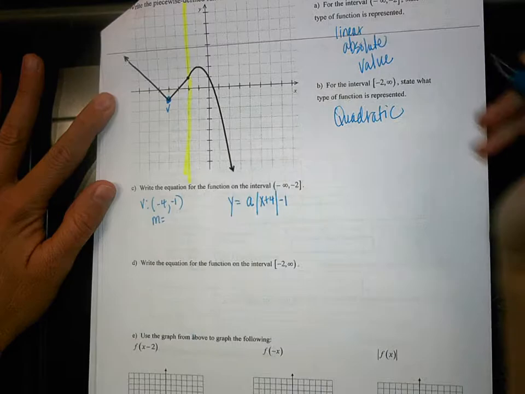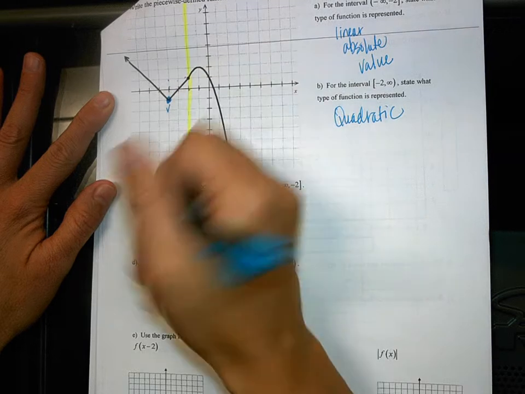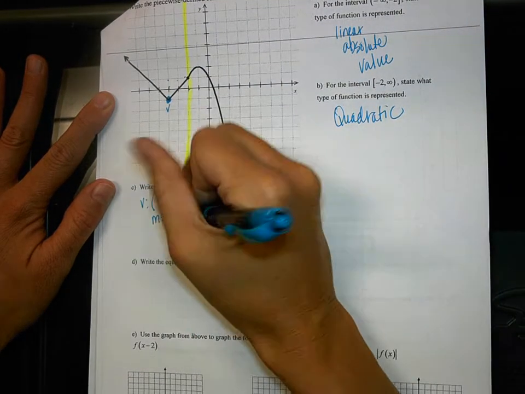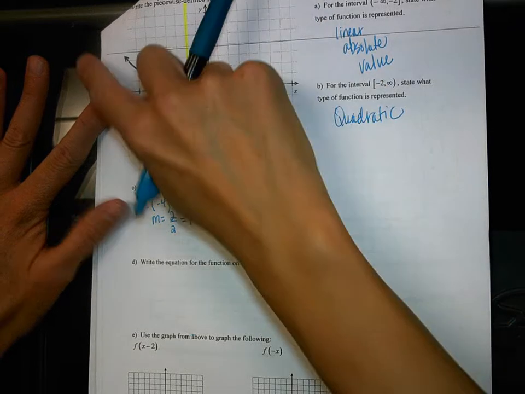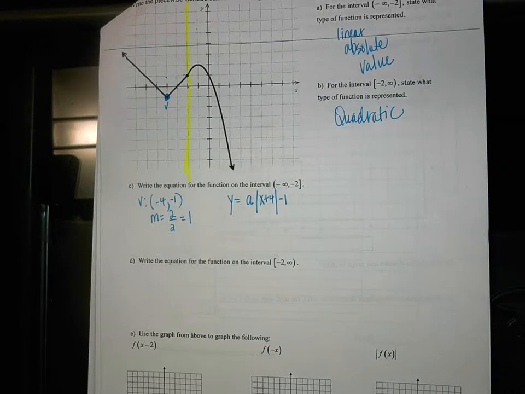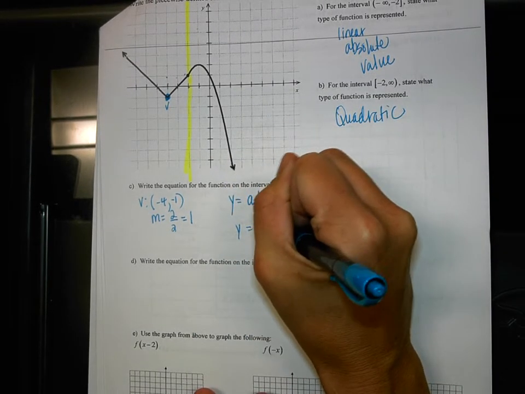If we go from this point to this one, it's going up 2 and right 2, 2 over 2, which really reduces to be what? 1. Also pay attention, this one is going up, so your slope is positive. If it was facing down, your slope is negative. And so this equation then is just y equals absolute value of x plus 4 minus 1.